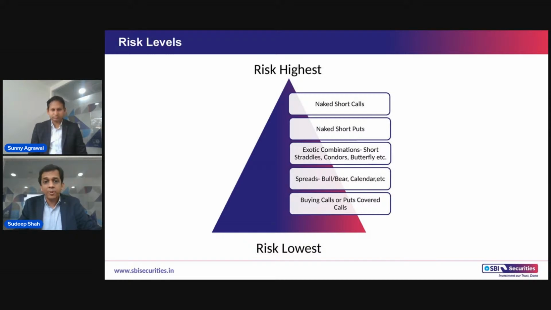जो आपके बस में ही नहीं होगा अगर अगले दिन सुबह गैप अप या गैप डाउन हुआ और आपका पोजीशन उससे उल्टा हुआ तो ये चीजों का थोड़ा ध्यान रखिए.